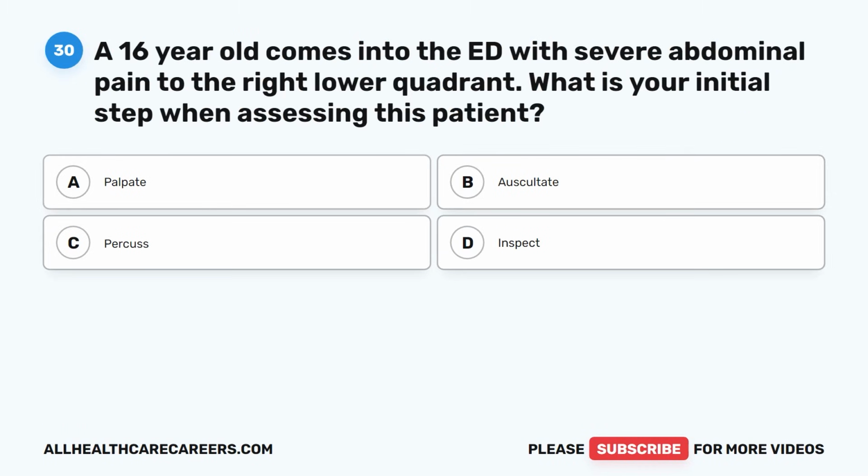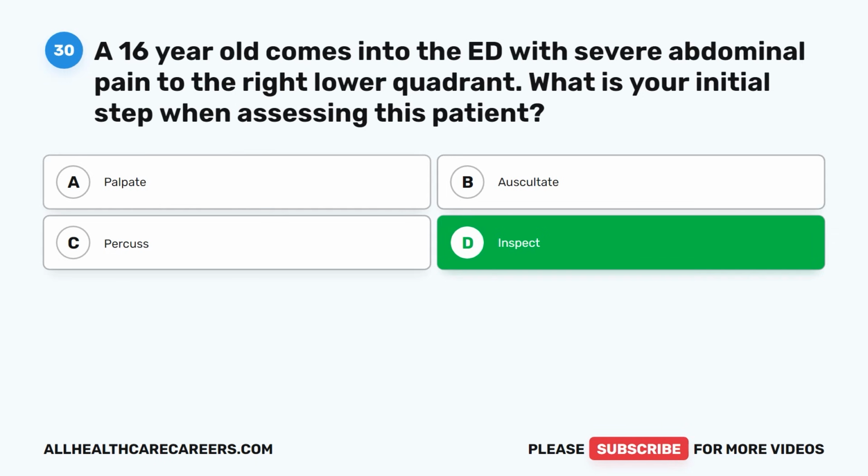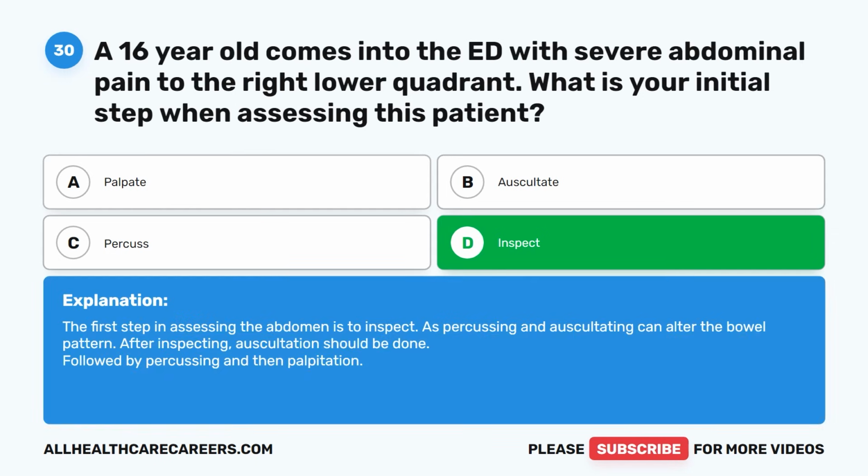Question 30. A 16-year-old comes into the ED with severe abdominal pain to the right lower quadrant. What is your initial step when assessing this patient? A. Palpate. B. Auscultate. C. Percuss. D. Inspect. The correct answer is D. Inspect. The first step in assessing the abdomen is to inspect, as percussing and auscultating can alter the bowel pattern. After inspecting, auscultation should be done, followed by percussing and then palpation.